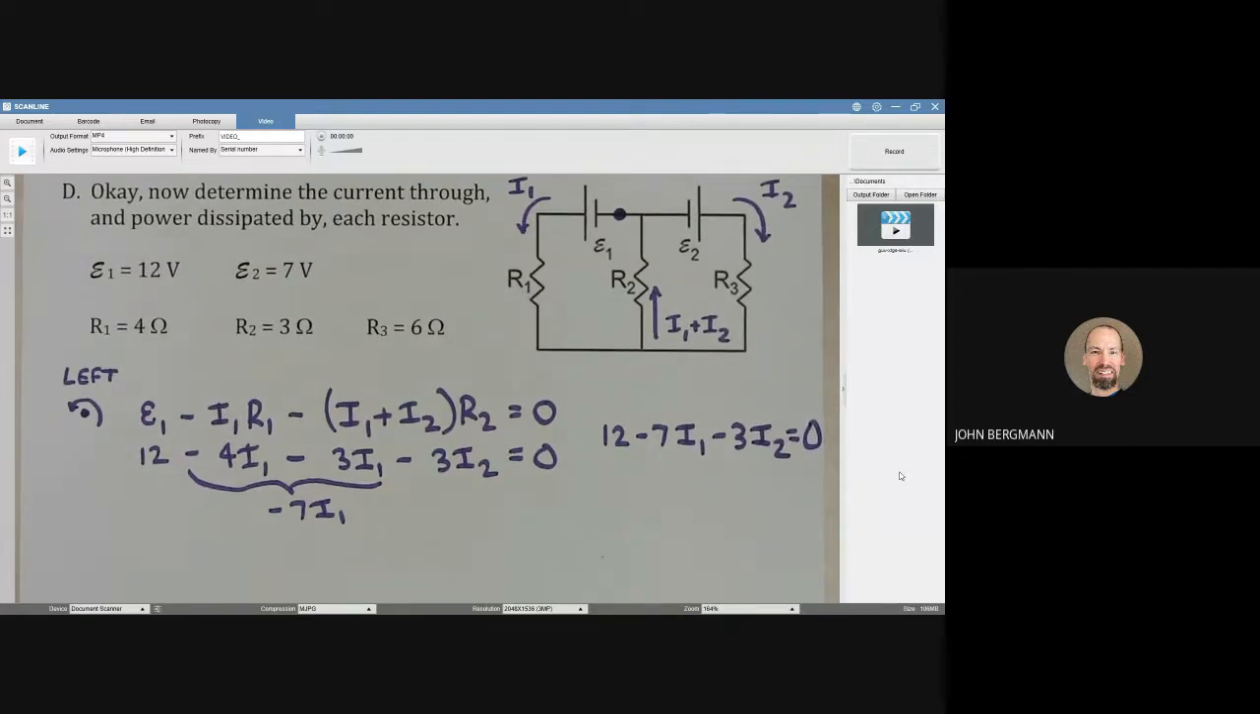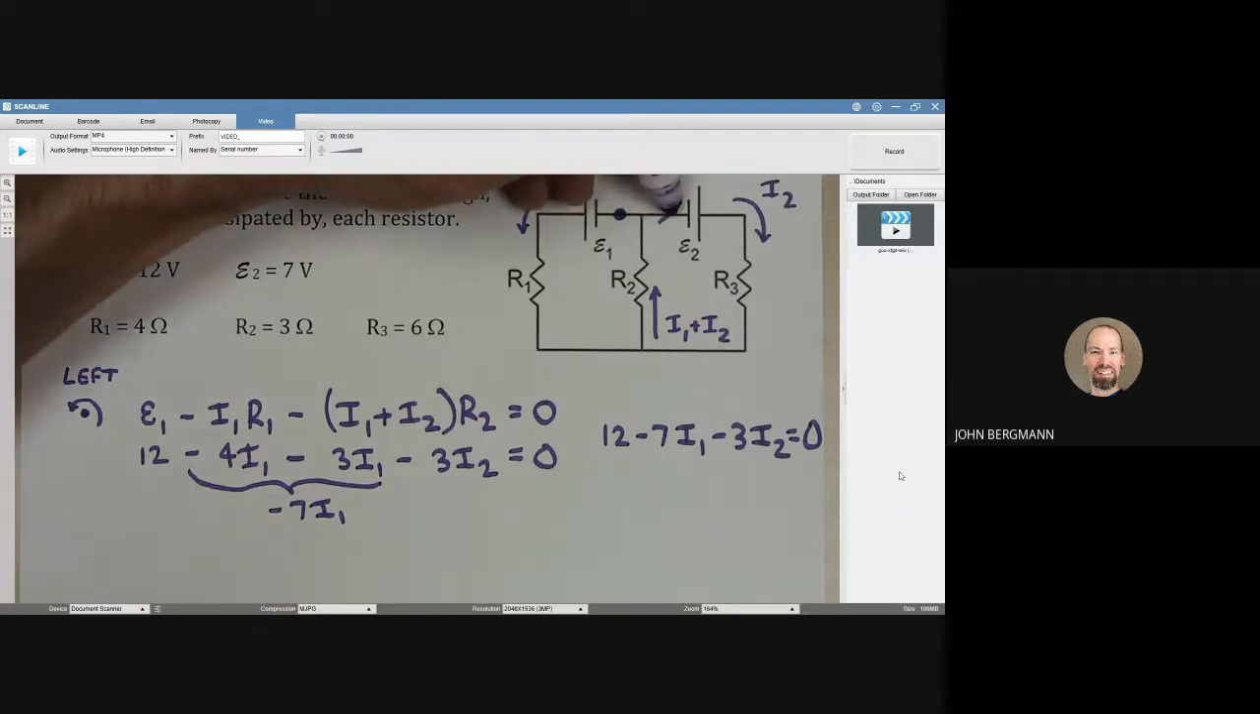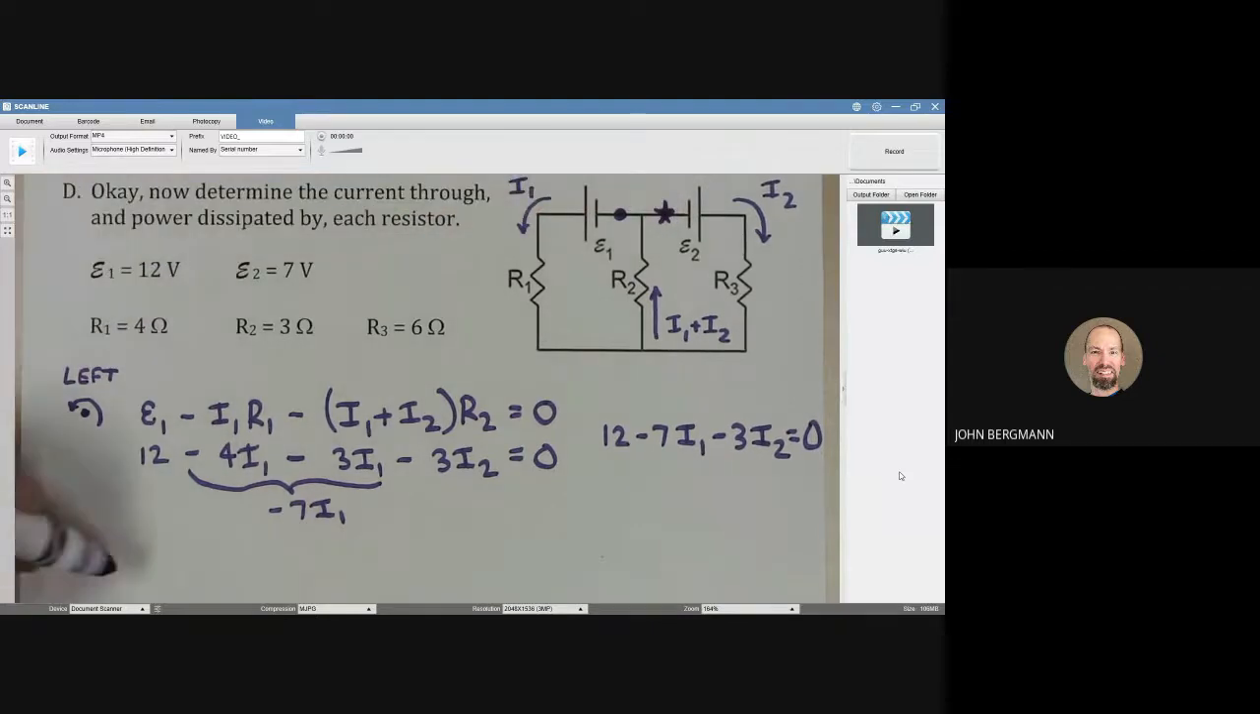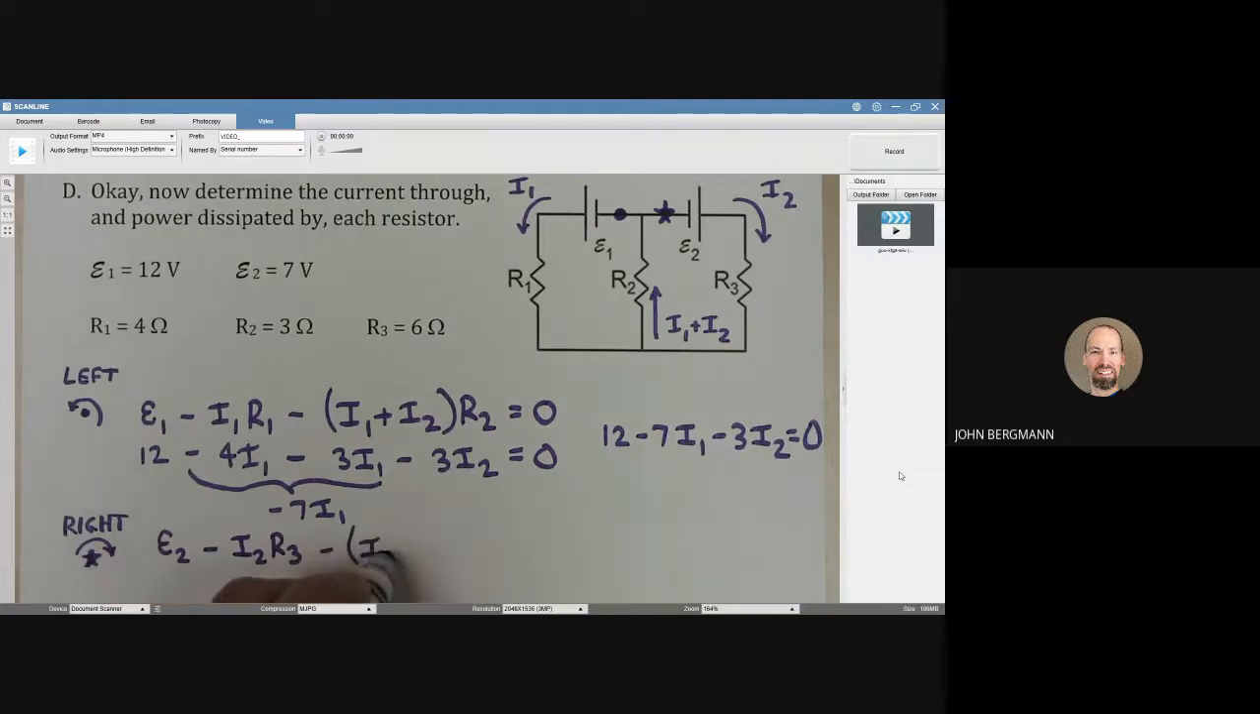Now we have to write a second loop equation. We need two of them because we have two unknowns. So this time I'm going to draw a little star right there, and I'm going to go around the right loop, and I'm going to start and end at the star. Very often I like to travel in the same direction that my assumed current is going, but you don't have to. Let's do that. We're starting at the star, so the first thing we run into is battery number 2, and then we're going to end up with minus I2 times R3, and then we're going to go minus I1 plus I2, that quantity multiplied by R2, and that's going to equal 0.